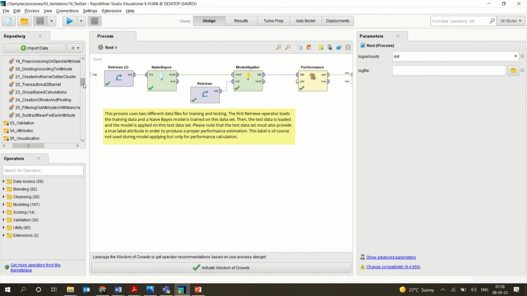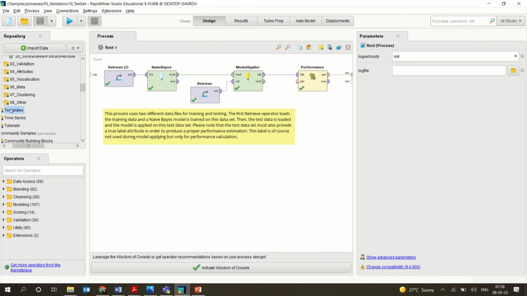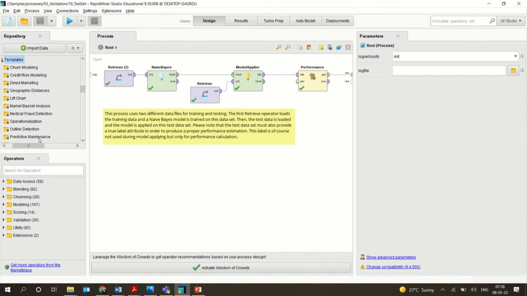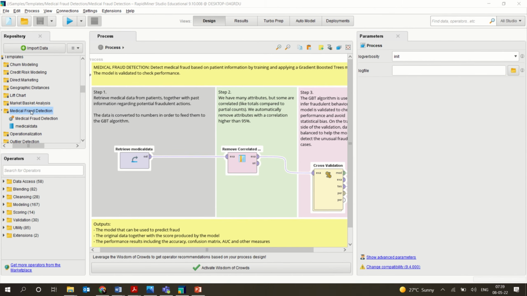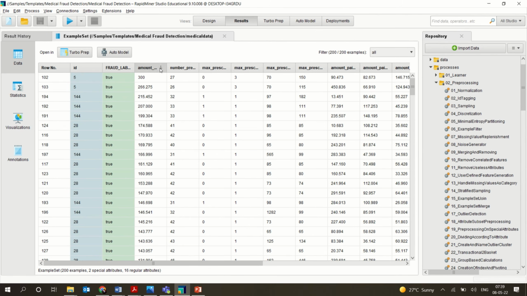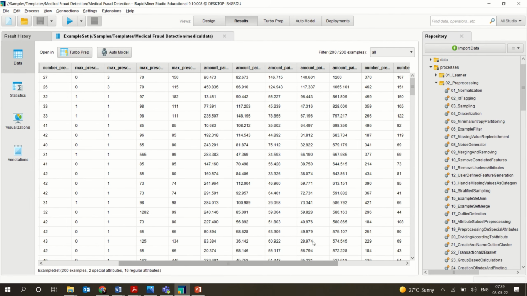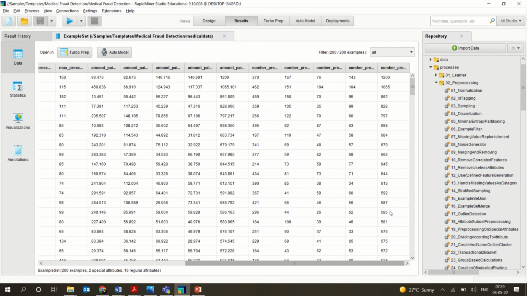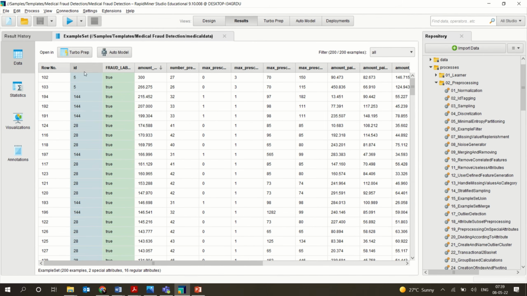Also you could explore the templates. There are certain templates which are already there, and in the templates also you could see some examples. I will show you one example, the market fraud detection. In this, medical data is used, with the amount predicted, the amount paid, and so many values given here. So this is about fraud detection, maybe insurance or some data like that.